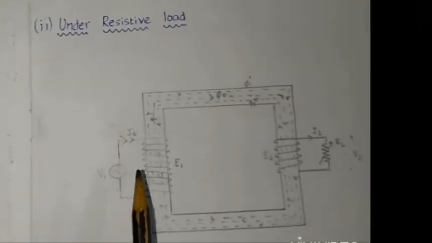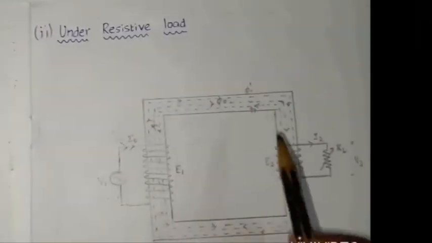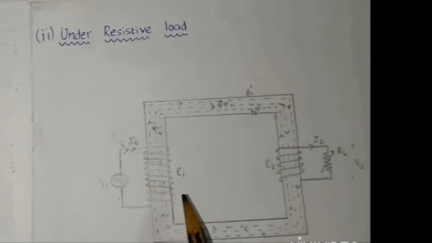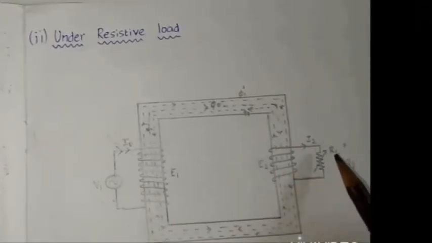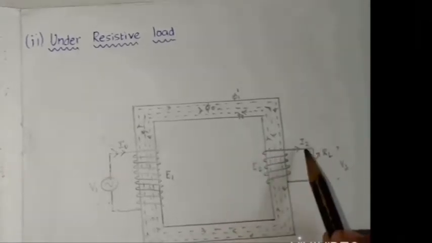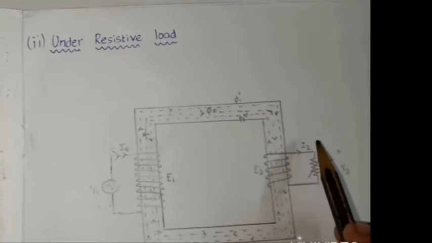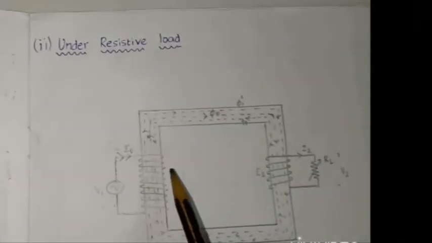Let I naught be the alternating current drawn from the supply voltage V1, which produces a flux phi naught in the core, which induces an EMF E1 and E2 at the primary and secondary of the transformer. As the secondary of the transformer is closed by a resistive load, it draws a current I2 which decreases the main flux. So I2 is called demagnetizing current. This decreased flux decreases the EMF induced at the primary.